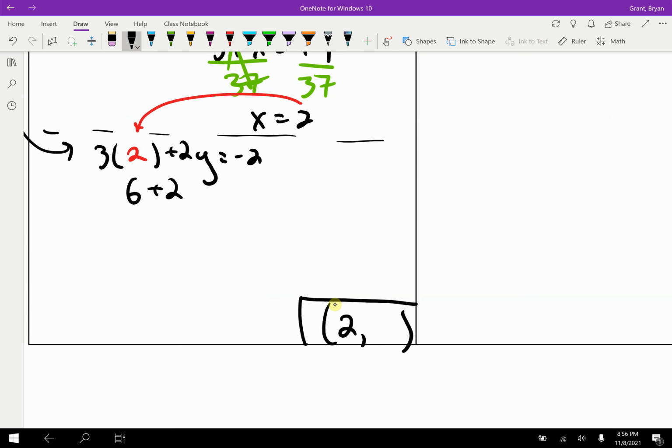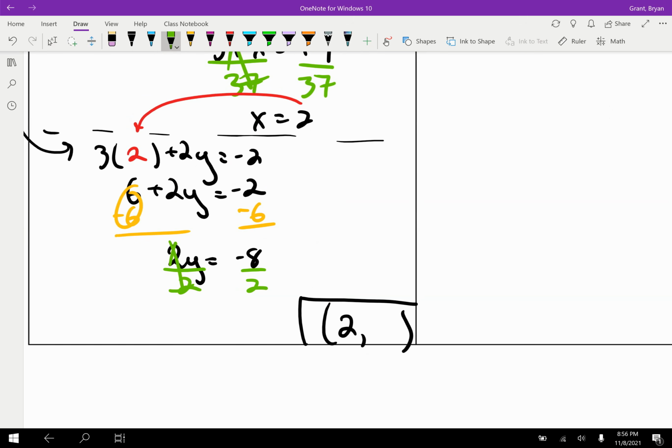So 6 plus 2y equals negative 2. And we solve. Subtract 6 from each side. 2y equals negative 8. And divide by 2. Y equals negative 4. And then there were 2.